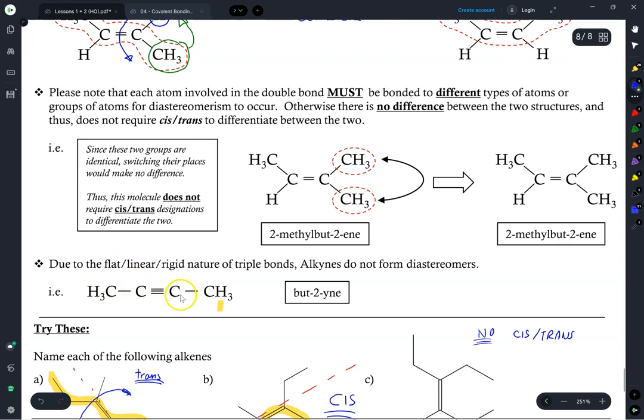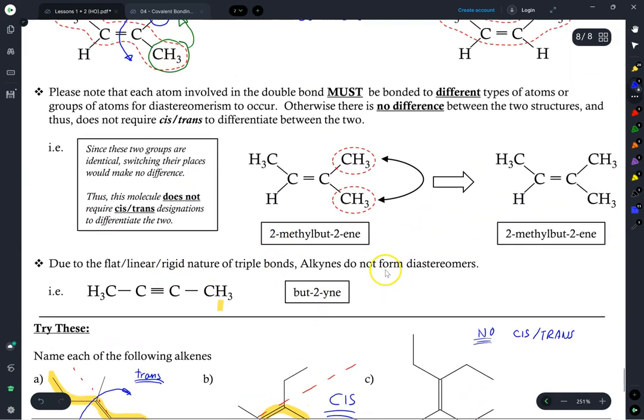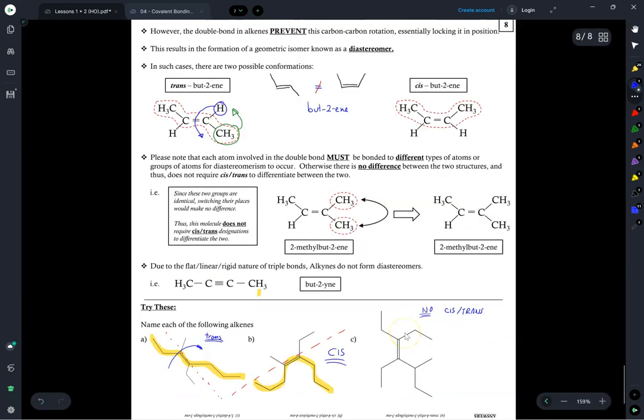So, geometric isomerism only exists for alkenes, all right, because they're locked in position once they've rotated. It does not exist for alkanes because they're not locked in position. They're allowed to rotate freely, so it doesn't matter if pointed up or pointed down, they both exist. And then it doesn't matter for alkynes because there is no up-down. They are perfectly straight and linear. All right, and that is how you name simple alkanes, alkenes, and alkynes.